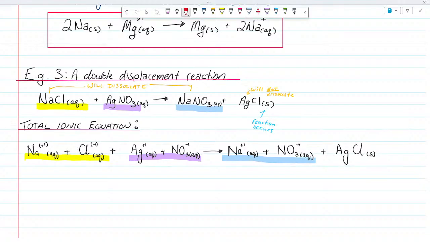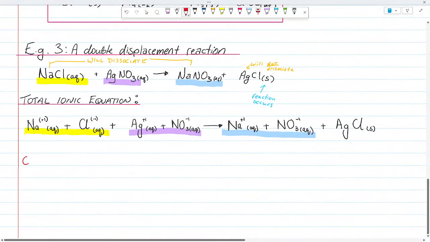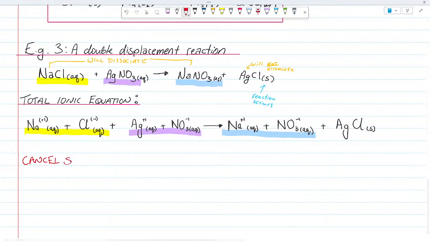Now, we would never actually bother to write this as a separate step, but just here for neatness' sake, we're going to cancel out the spectator ions, and I'm going to rewrite this equation above, which again I would never actually do, but I want it to be clear when you check your notes.